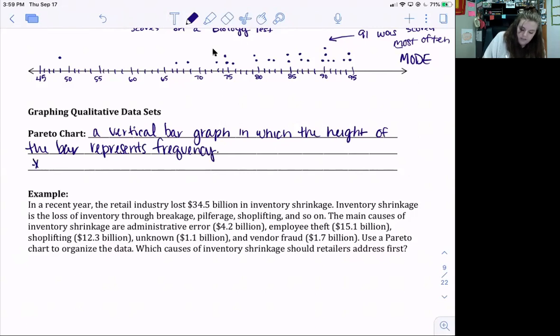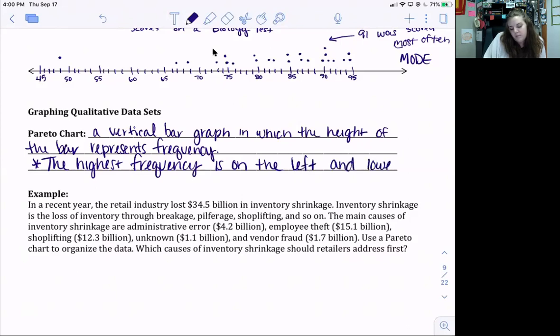The thing that's different about a Pareto chart is that the highest frequency is on the left, and lowest on the right.